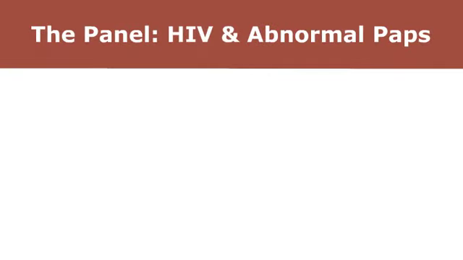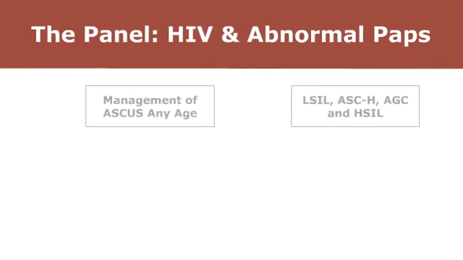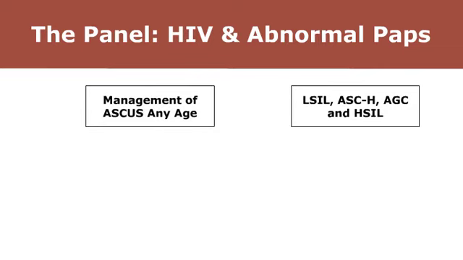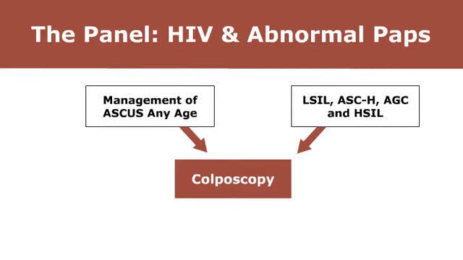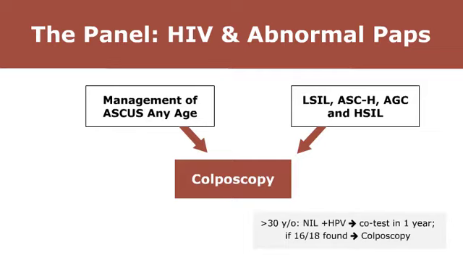You recall that the panel recommends that most women living with HIV who have ASC-US go to colposcopy. The exceptions are when HPV testing is positive, but the genotype-specific testing for HPV-16 or HPV-16-18 is negative, then repeat co-testing in 1 year is recommended. If the co-testing finds that the cytology is abnormal or the HPV is positive, then referral to colposcopy is recommended.